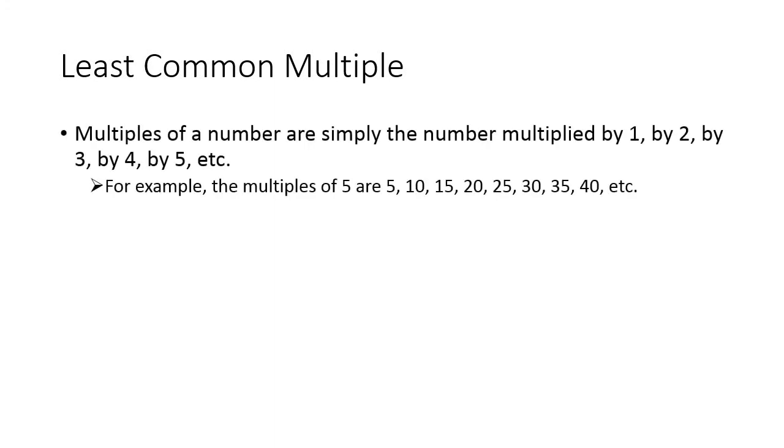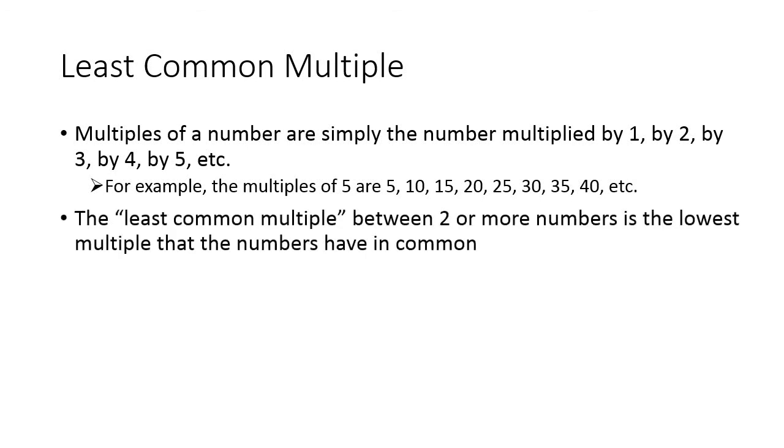Let's talk about the least common multiple now. Multiples of a number are simply the number multiplied by 1, by 2, by 3, by 4, by 5, etc. For example, the multiples of 5 are 5, 10, 15, 20, 25, 30, 35, 40, etc. The least common multiple between two or more numbers is the lowest multiple that the numbers have in common. That's why we don't have to make these lists too large typically, because it's the lowest common multiple.